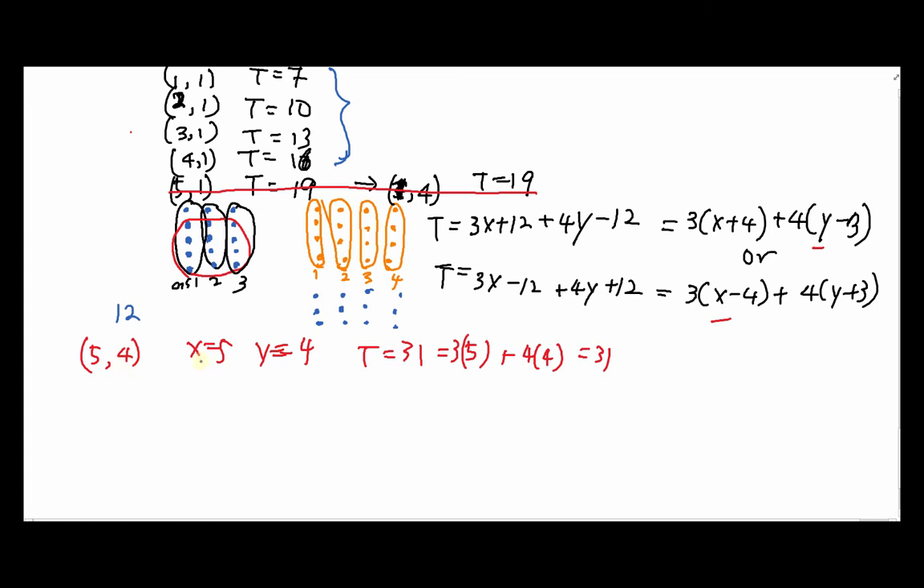I'm gonna plug this straight into our equation. So if I put 5 up here, 3 times 9, and then if I put 4 here, 4 minus 3, I get 1. 1 times 4, 27 plus 4, I still get 31. So that's saying that 9 and 1 can also be our solution.